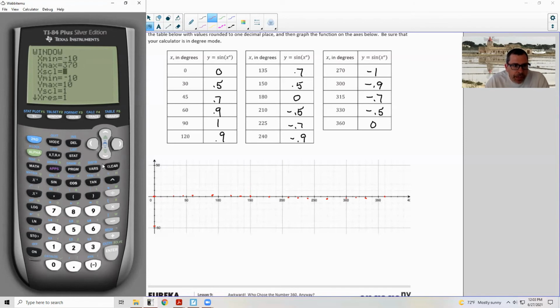And we're going to scale it by 10. And then the y minimum is -50. Y max is +50. And we're going to scale that by 10 as well. Okay, and now when I hit graph, okay, that's about what we got on this graph right here. So they did this on purpose, and we'll discuss this on the next page.